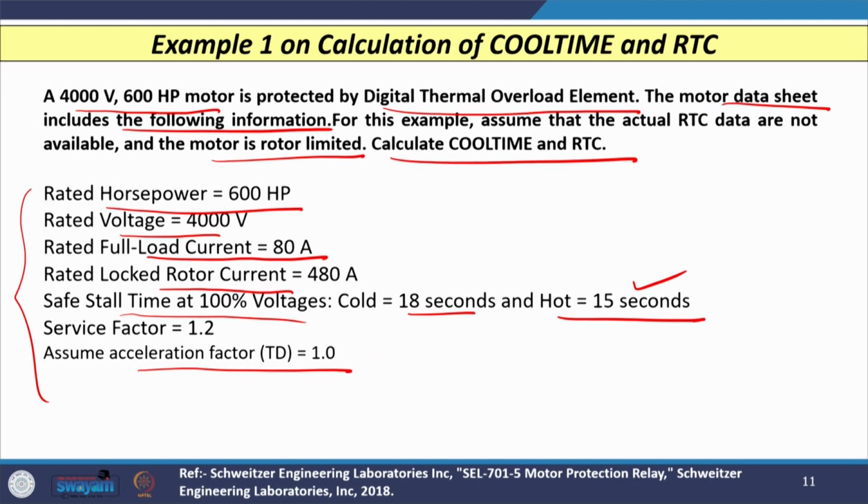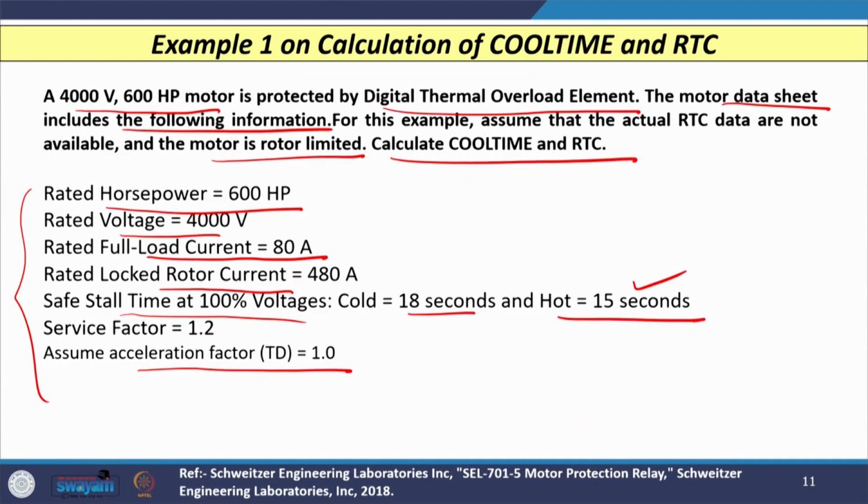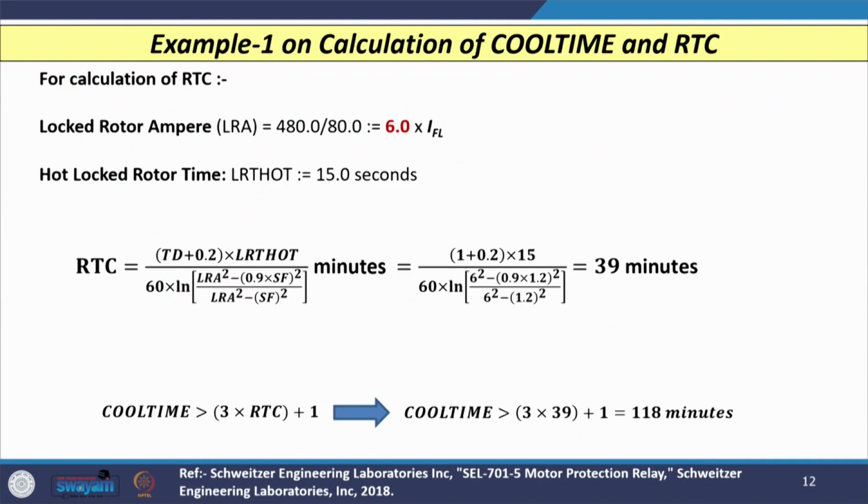Now, based on this data, let us calculate the cool time and run state time constant of this motor when the motor is rotor limited. As I told you, when the motor is rotor limited, we have to use this equation for the calculation of run time constant. Let us see how we can calculate this. For the calculation of RTC, the run state time constant, we first have to calculate the lock rotor ampere, which is the ratio of 480 ampere by 80 ampere.